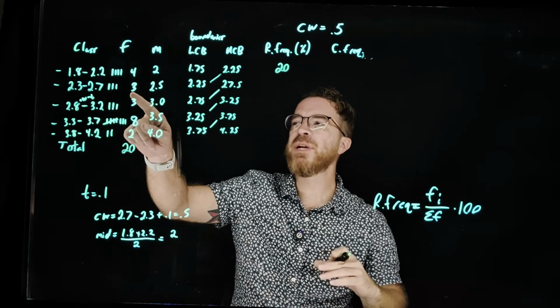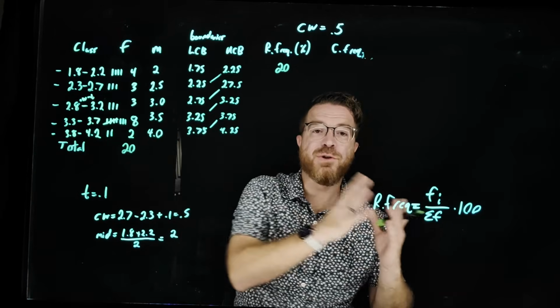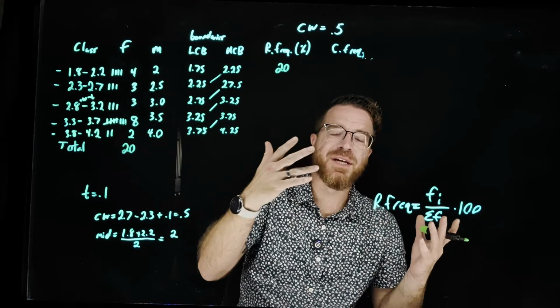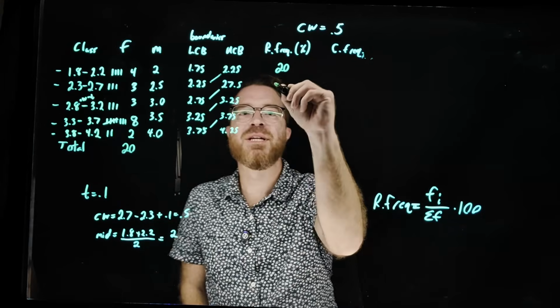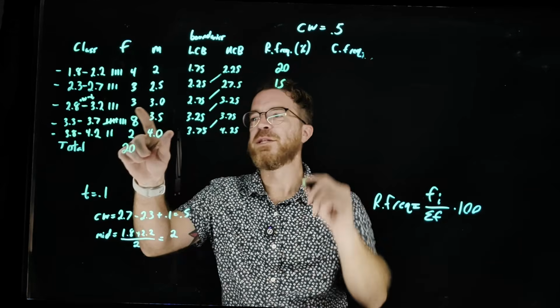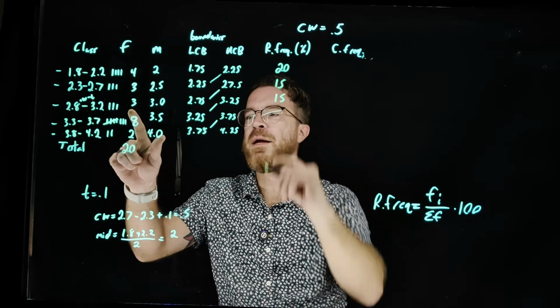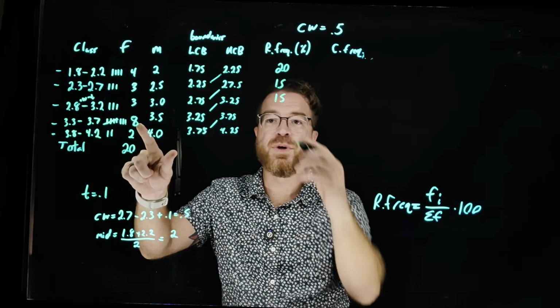The next one, 3, is going to be, well, if 4 is 20%, that means that every one frequency is worth 5%. That means this one's going to be 15%. This one's going to be 15%. This one is going to be 40%.